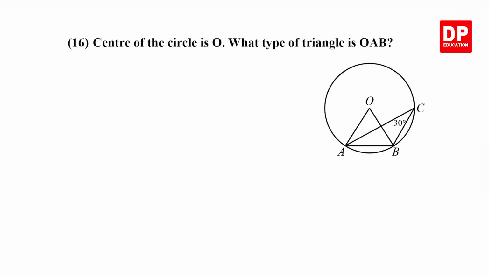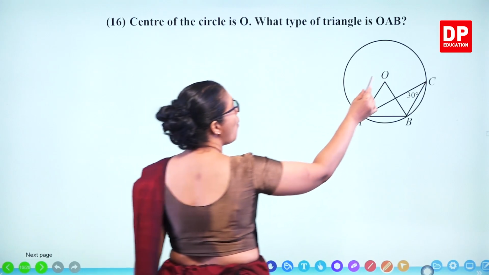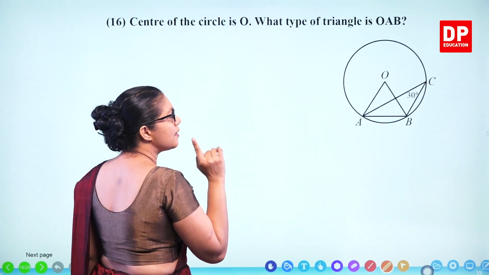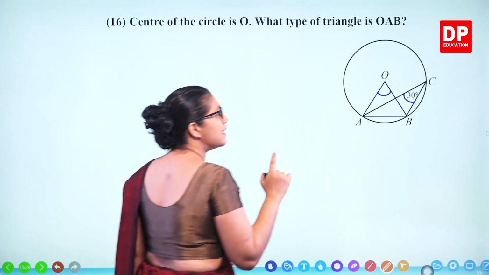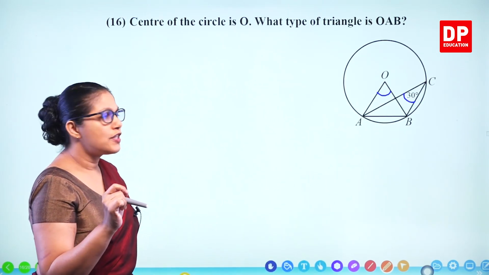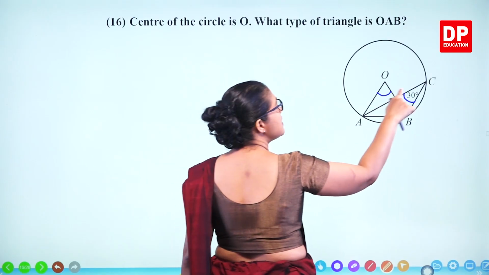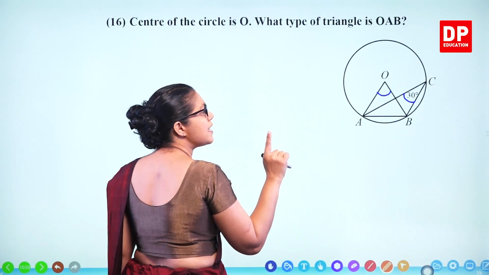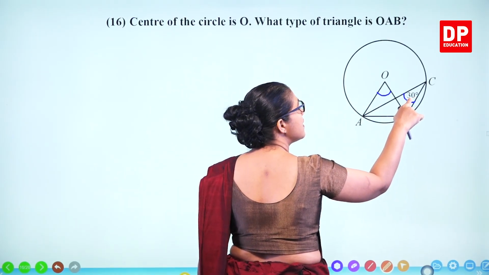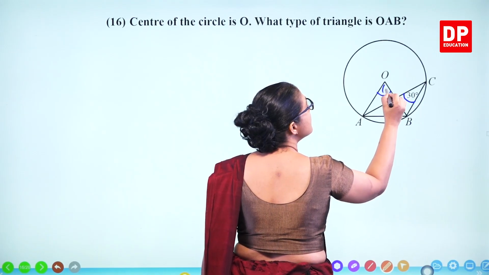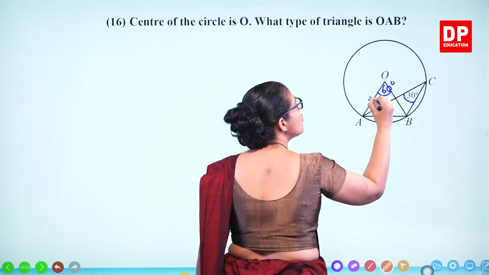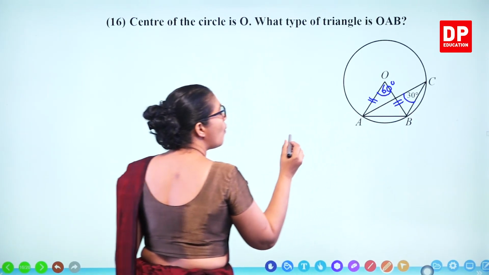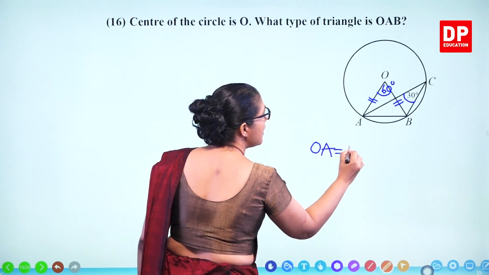Question number 16. Center of the circle is O. What type of triangle is OAB? If this is 30, what can you say about this angle? Angle subtended at the center is double the angle subtended on the circumference. If this is 30, this becomes 60. And also we know these two lengths are equal, OA and OB, radii.